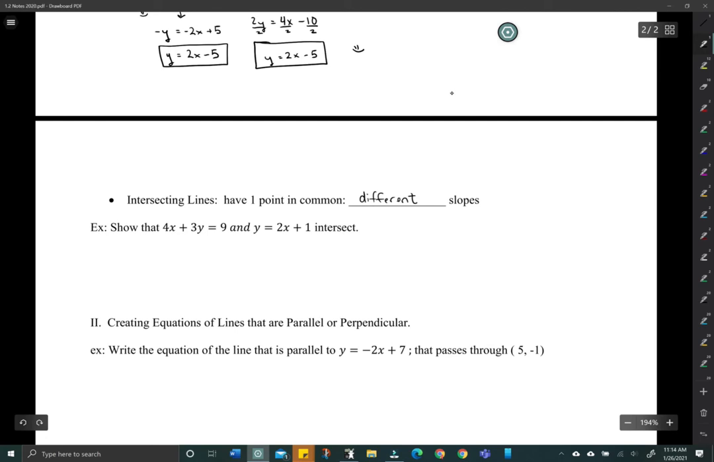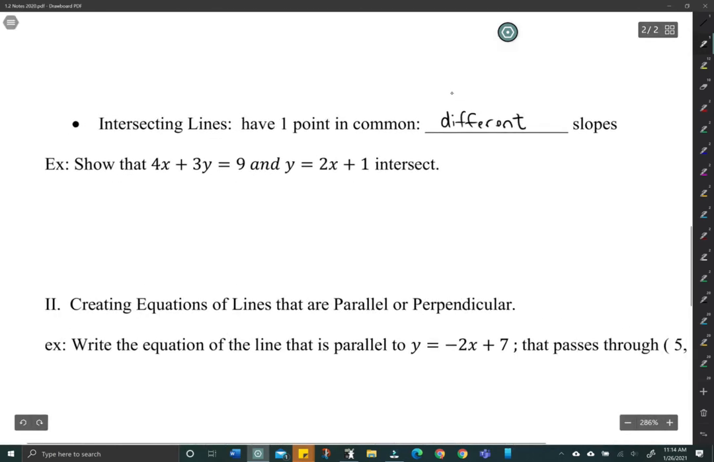If we look at line 1, we have 3y is equal to negative 4x plus 9. Divide by 3, and we have y is equal to negative 4/3 x plus 3. The second line's already in slope-intercept form. So this slope is 2, and this slope is negative 4/3. We know they intersect. Okay? Not perpendicular, they just intersect. So that's the main idea with types of lines.